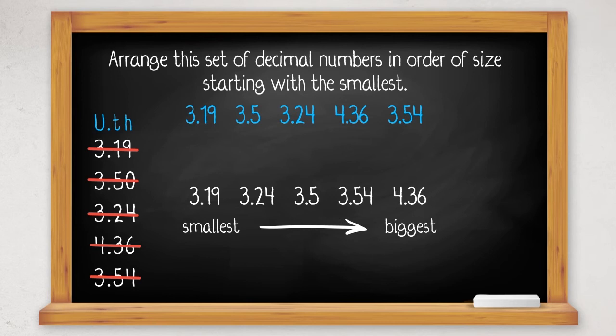A lot of people think that 3.5 is smaller than 3.24 or 3.19 because 5 is smaller than 24 or 19. But by using the method just shown, we can see that 3.5 is bigger than 3.24 and 3.19.